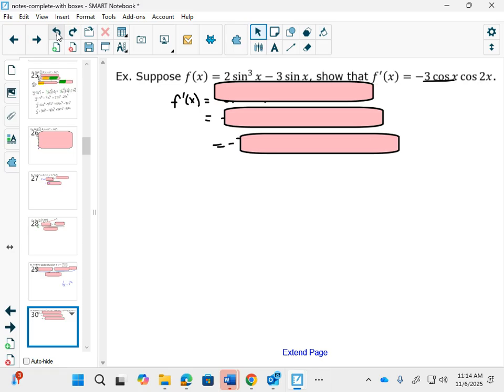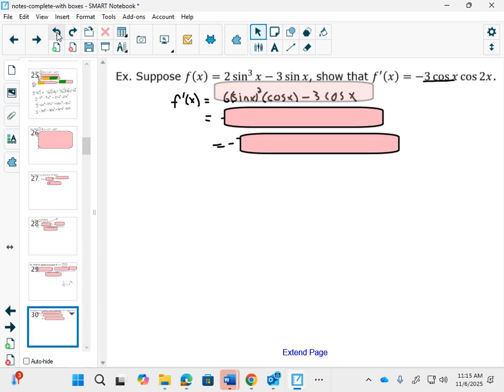F of x equals 2 sine cubed x minus 3 sine x, and we want to show that f prime of x is negative 3 cos x cos 2x. So first of all, we'll just do the derivative straightforward. Do you see that this is a chain rule? The sine x is inside being cubed. The outside function would be the cubed, sine x would be the inside function.